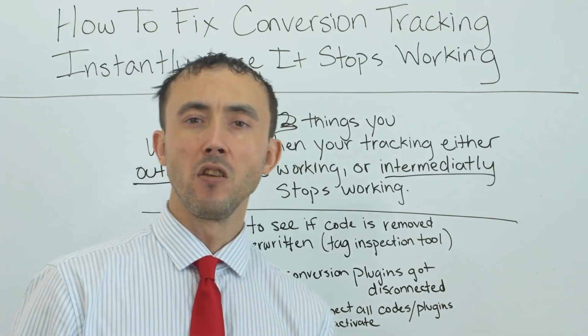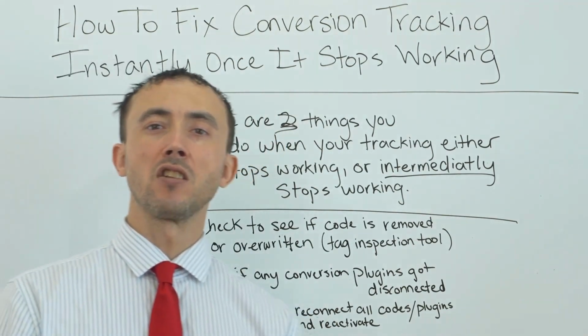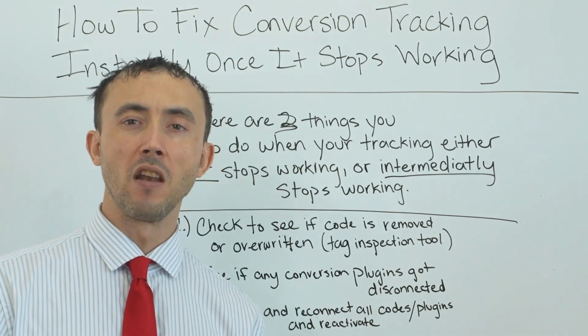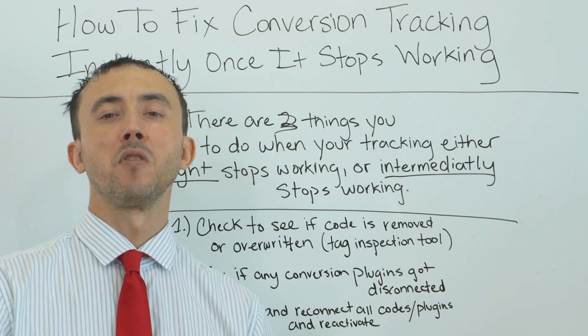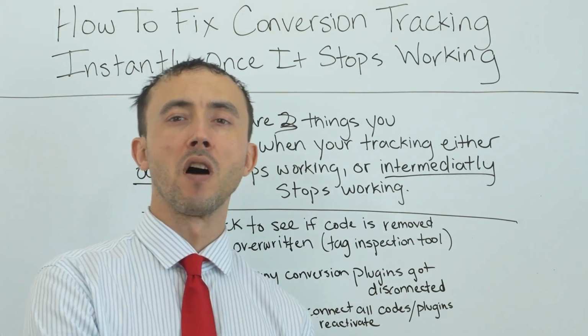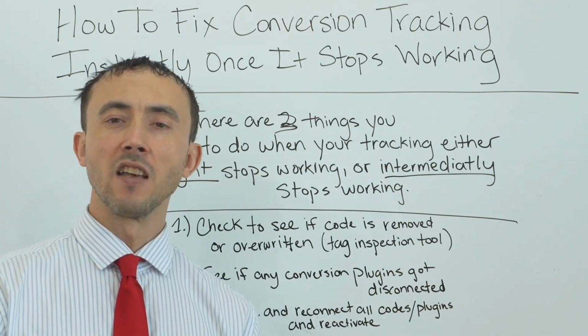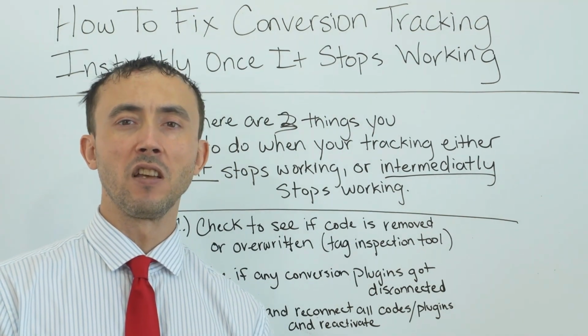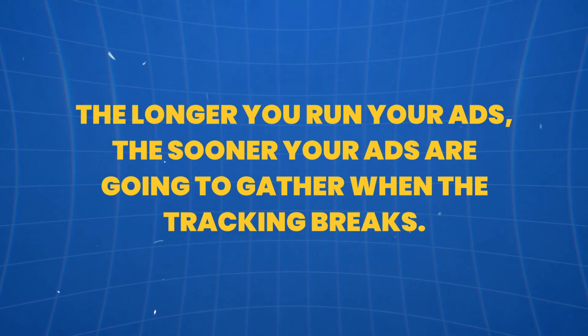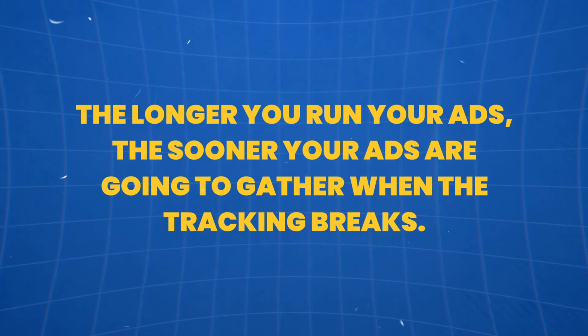For the most part, you know when your tracking's broken because you can't test it every day. I mean, your best bet would be to test it as much as you can, but for most people, it's not realistic to test it every day. You know when your tracking's broken when your results go off the deep end. And it doesn't take very long. I mean, realistically, the longer you've been running your ads, the sooner your ads are going to go into the gutter when the tracking breaks.